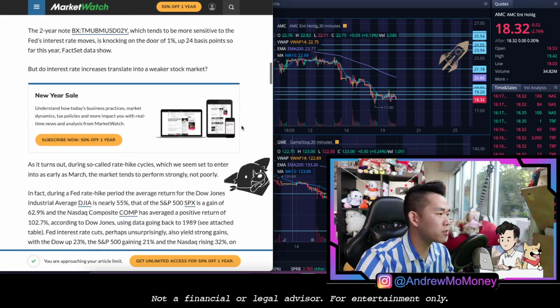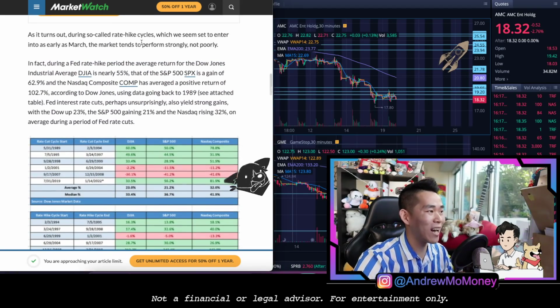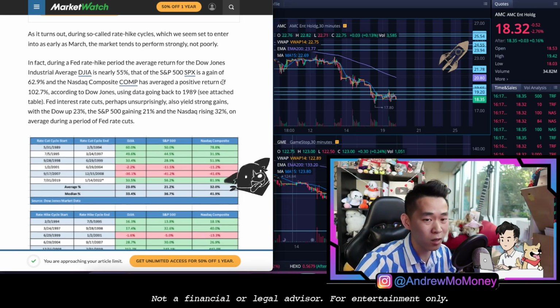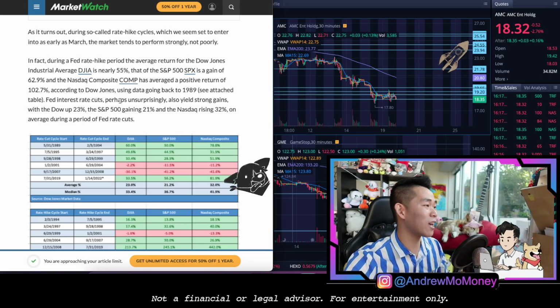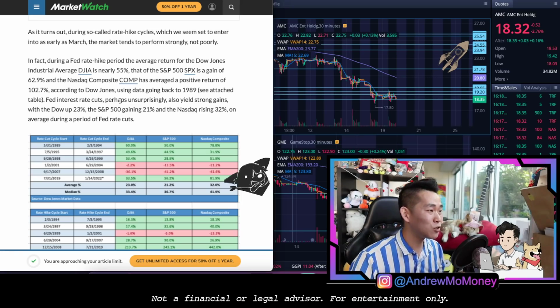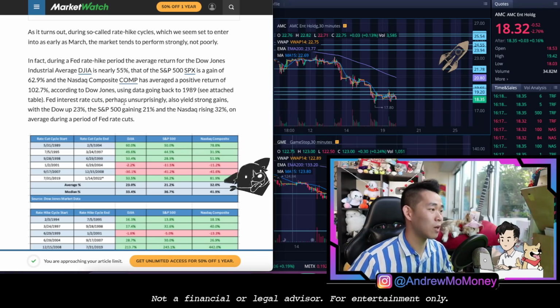Do interest rate increases translate to a weaker stock market? As it turns out, during so-called rate hike cycles, which we seem set to enter into as early as March, the market tends to perform strongly, not poorly. In fact, during a Fed rate hike period, the average return for the Dow Jones is nearly 55%. That of the S&P 500 is a gain of 62%, and the NASDAQ composite has averaged a positive return of 102.7%, according to Dow Jones, using data going back to 1989.